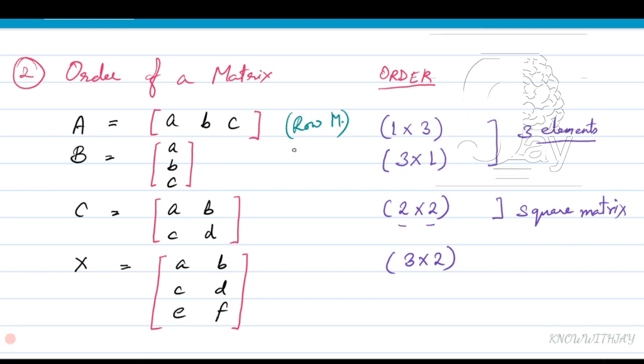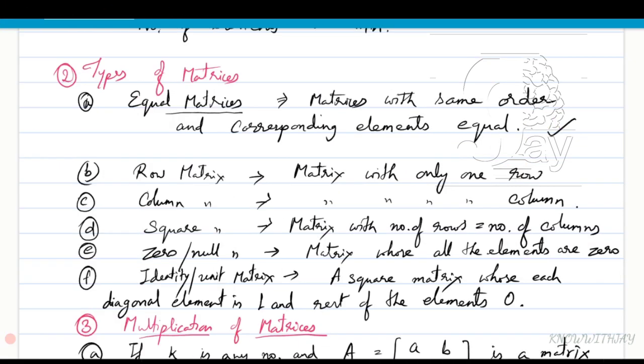The second matrix B has only one column with the order 3 by 1 and it is known as a column matrix. The third matrix is a square matrix, as we have number of rows and columns equal. So the order of the matrix is 2 by 2. Then we have the zero or null matrix, and the last one we have identity or unit matrix.